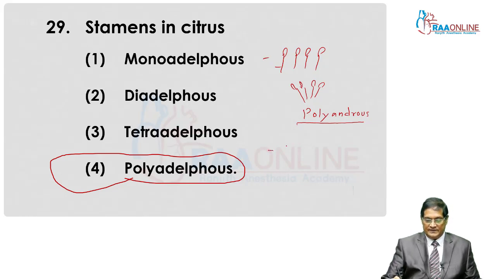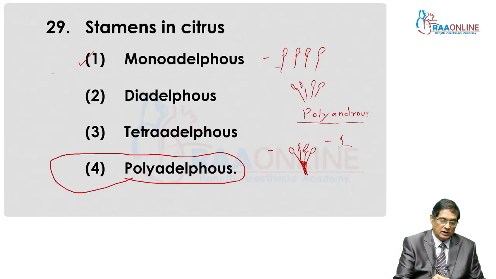Number 2, adelphous. In the adelphous case, stamens are united by their filament only, whereas anthers are free. Anthers are free, filaments are fused. This is known as adelphous condition. If they are in one bundle, it is monoadelphous.